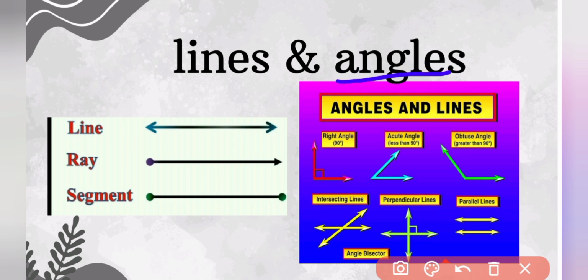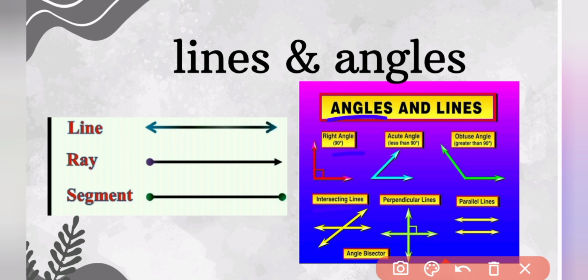So let me tell you, the angle is the measurement of the change of position of two lines. So let us see the types of angles. A right angle is one in which the degree is 90 degree, an acute angle has a value less than 90 degree, an obtuse angle is greater than 90 degree, and then we have some intersecting lines.